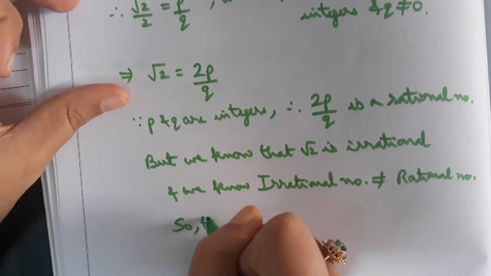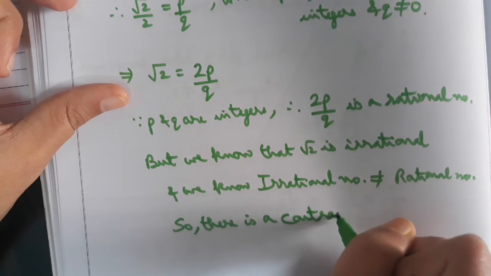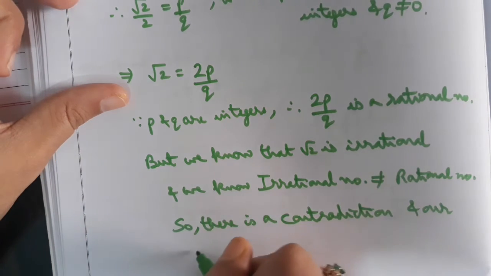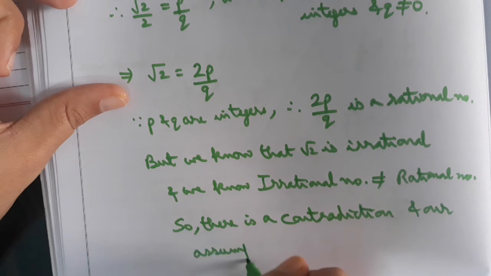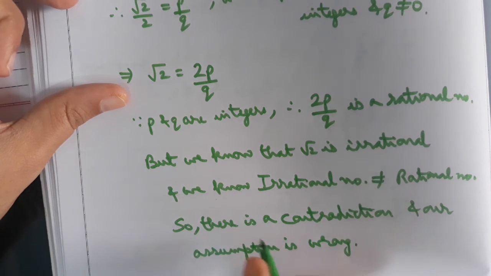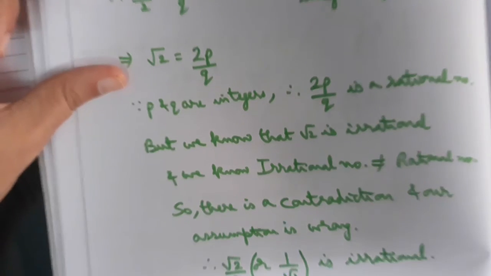So there is a contradiction and our assumption is wrong. So if the assumption is wrong, so we can say that root 2 upon 2 or 1 by root 2 is irrational, and this is what we had to prove.